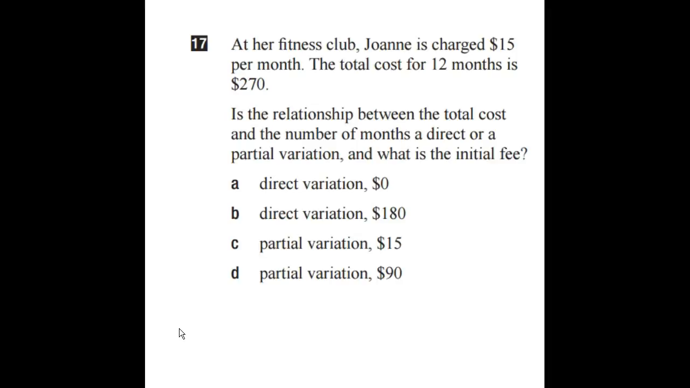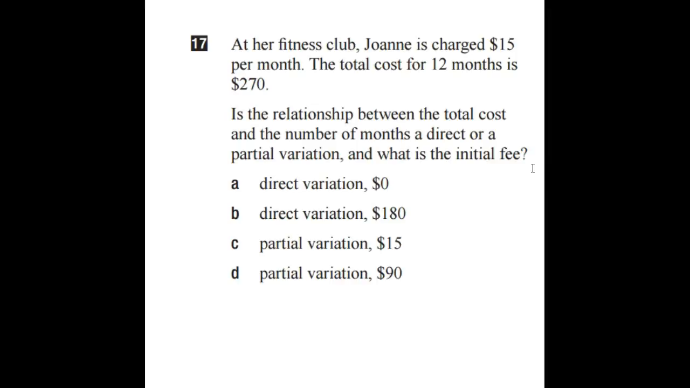So I've pulled out a question from a past EQAO exam, and I just want to go through it with you. In this question it says, at her fitness club, Joanne is charged $15 per month. The total cost for 12 months is $270. So the question wants us to know the relationship between the cost and the number of months, a direct or partial variation, and what is the initial fee.